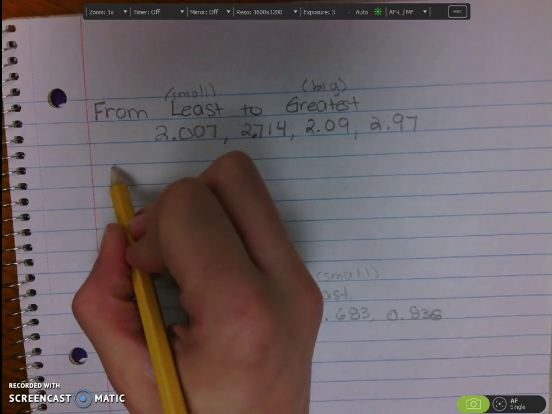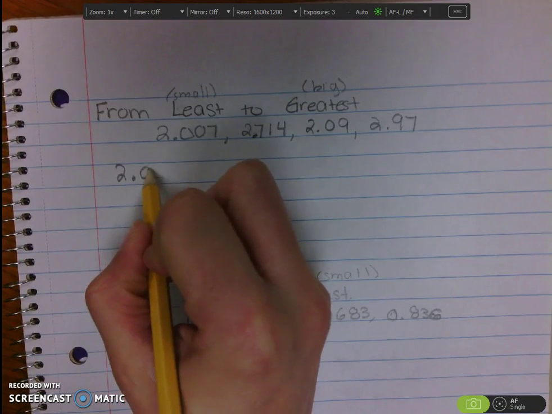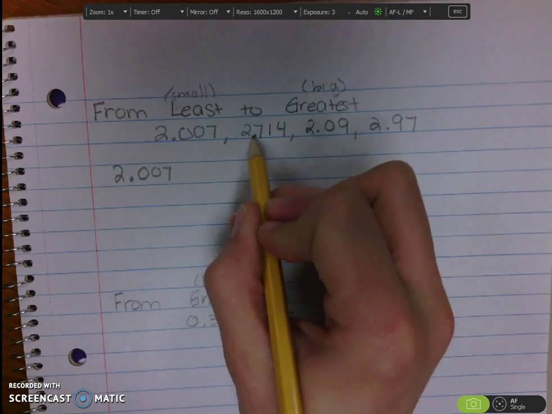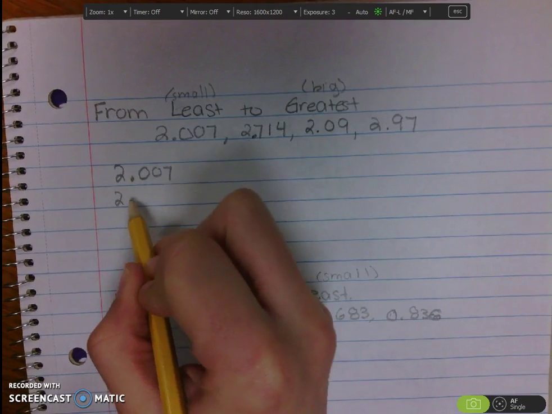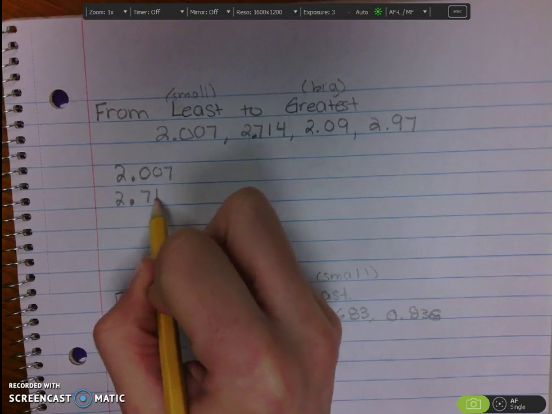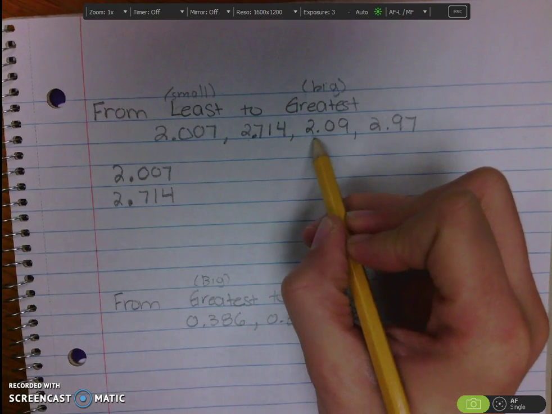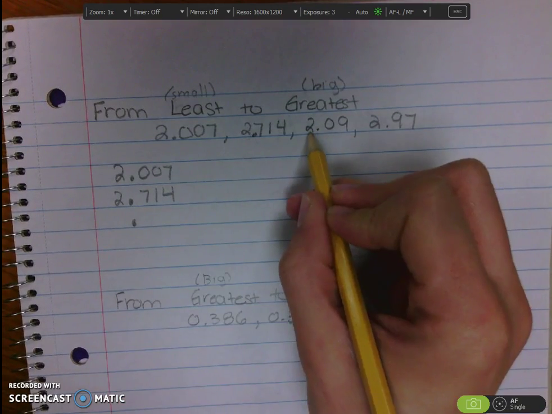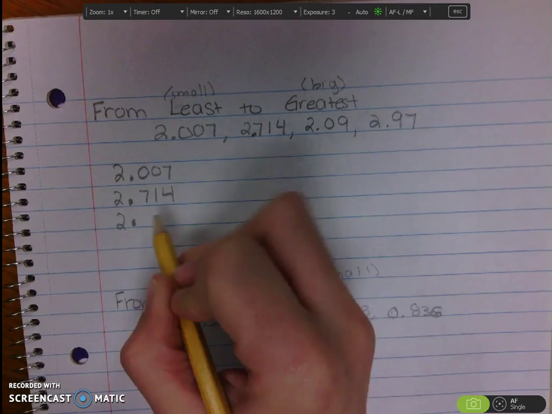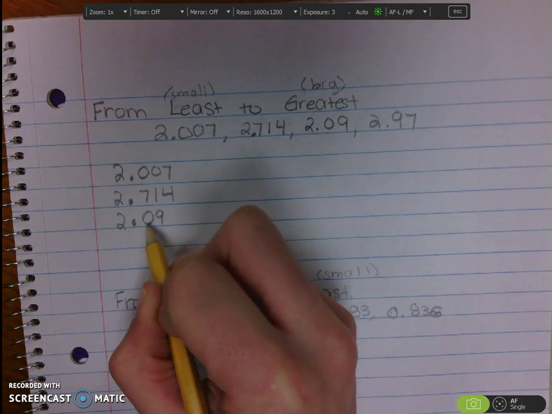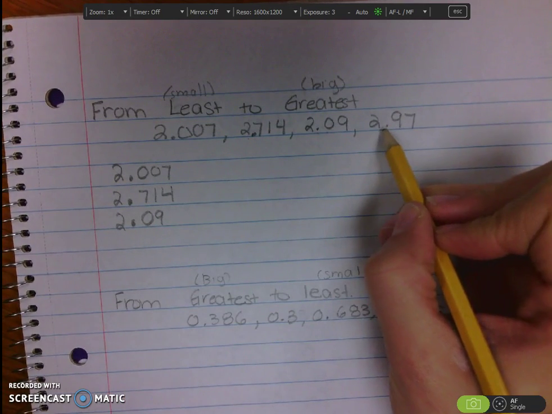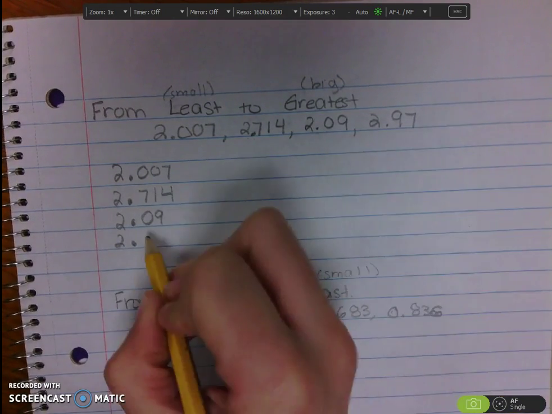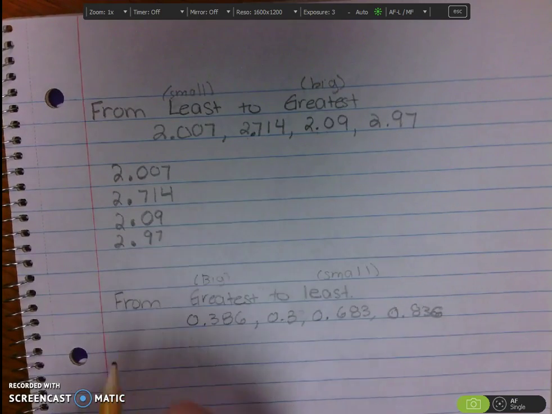I'm going to write these numbers down while lining up the decimals. I've got 2 and 7 thousandths. Okay, I've got 2 and, decimal goes here, 714 thousandths. These two have last digits, so you have to be careful. I'm going to put that decimal down. Right before it is a 2, and right after it is an 09. So this is 2 and 9 hundredths. And finally, I've got my last one where, again, I'm going to put my decimal down, put 2 before it, and the 97 after, which is 2 and 97 hundredths.